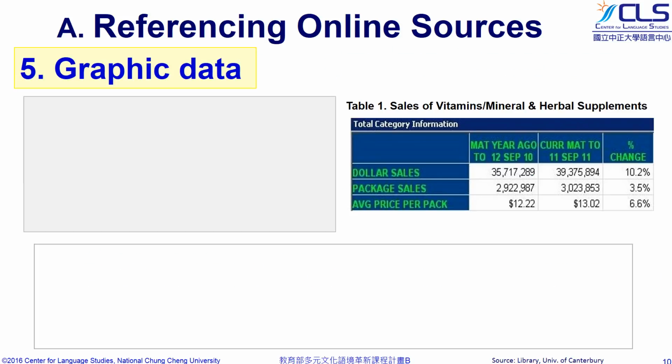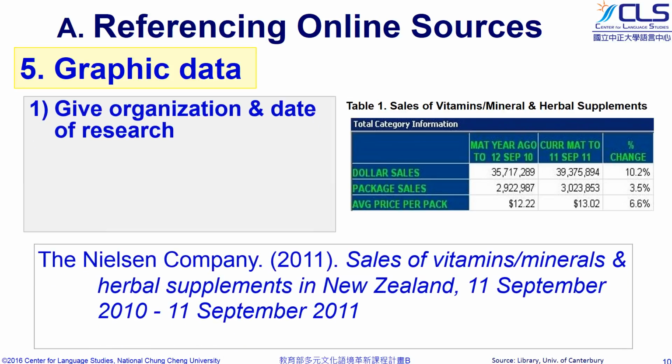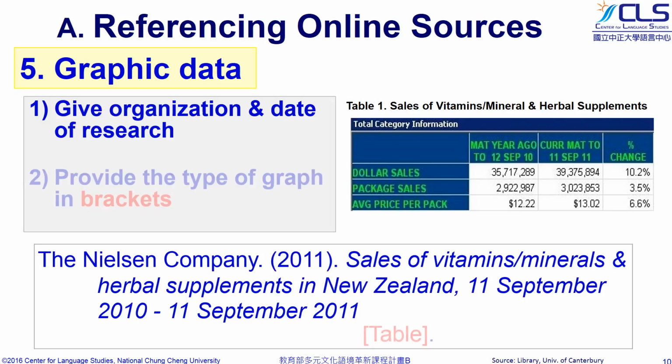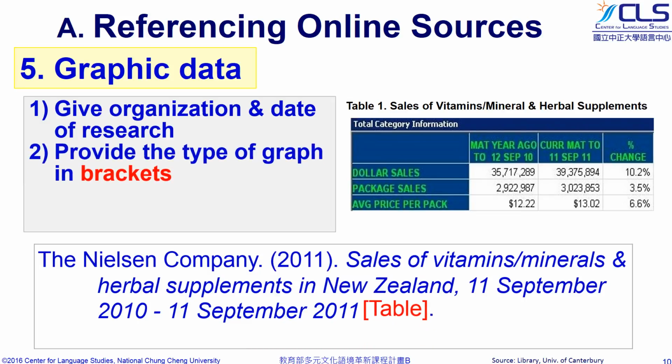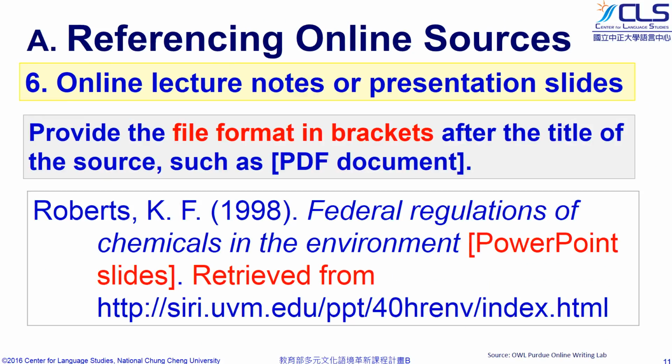Next, when referencing graphic data, the same author date rule applies, but the title of the source is also the title of the graphic data, and the type of graph is specified in brackets, followed by the retrieval information as the example shows. Likewise, when referencing online lecture notes or presentation slides, provide the file format in brackets after the title of the source, followed by the retrieval information.